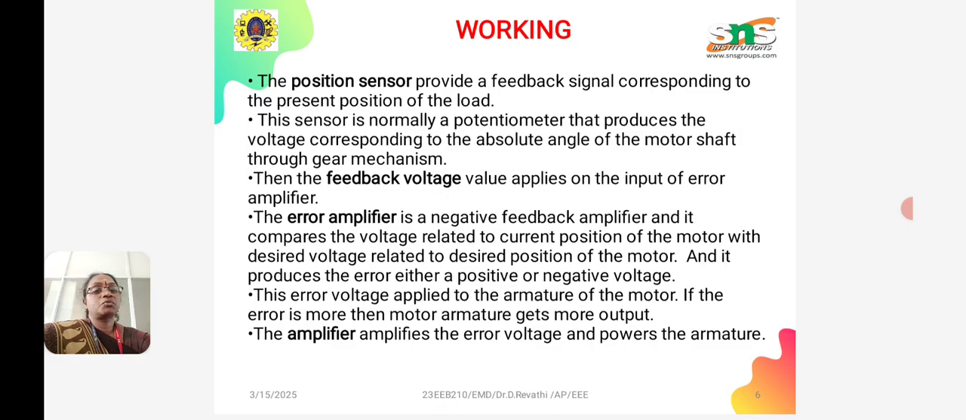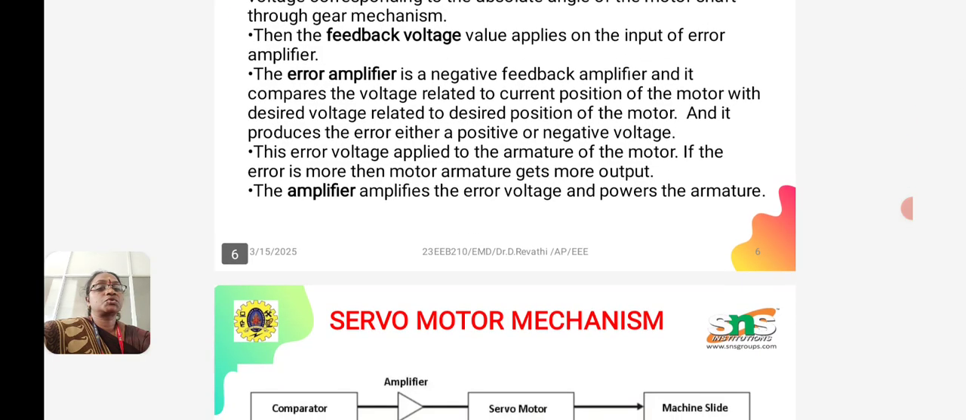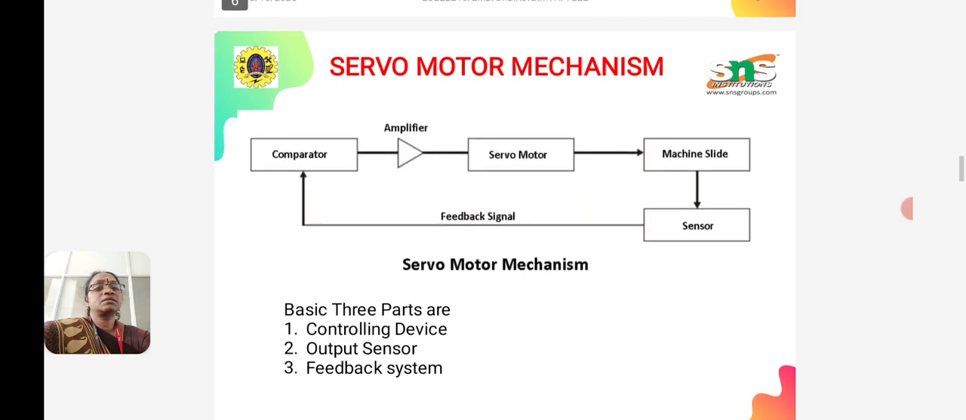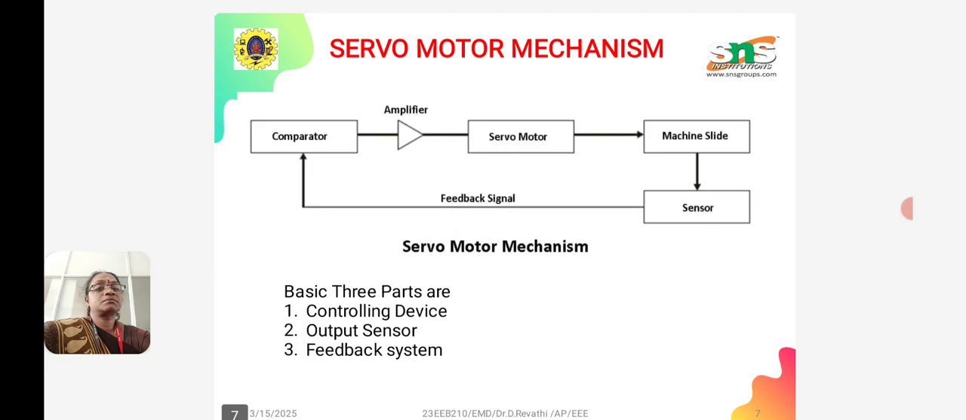If the error is larger, the motor armature gets more output. The amplifier amplifies the error voltage and powers the armature. And this is the servo mechanism. You have already discussed the servo mechanism in the last block diagram, which consists of a comparator, amplifier, servo motor, and main slides, and the sensor gives the feedback signal back to the comparator.